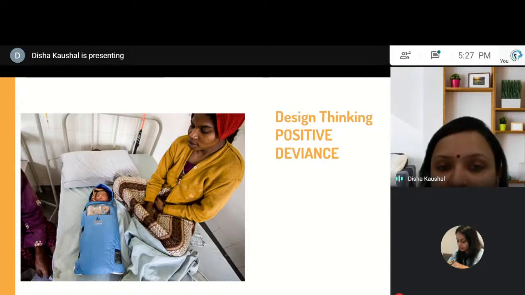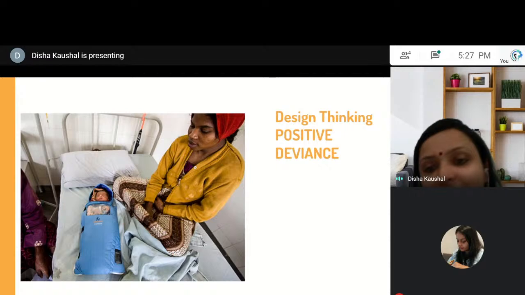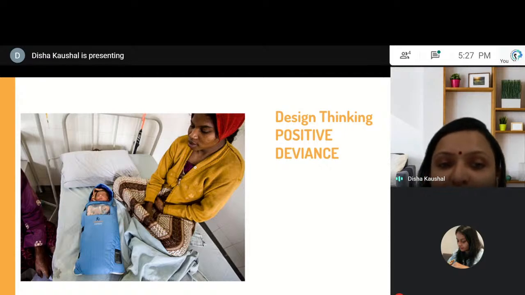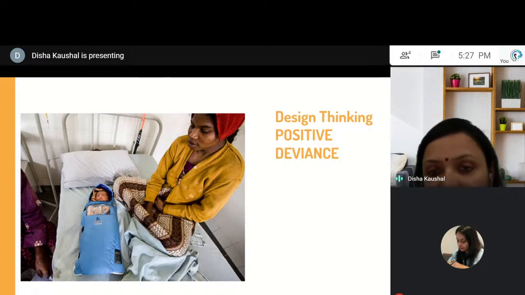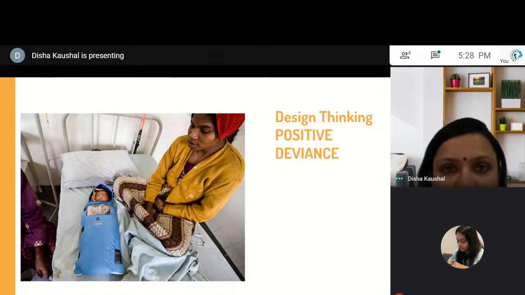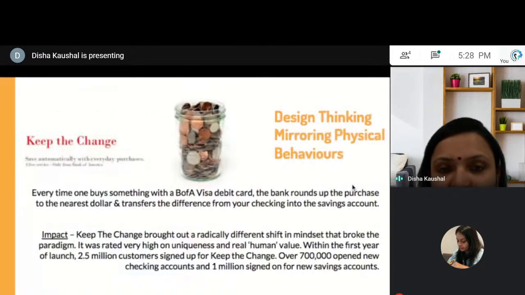So Bank of America hired a design research firm that observed a dozen families and interviewed people on the street. One of the most important insights was that people round up their checkbook entries and financial transactions as it was more convenient. And so was born their product, called Keep the Change. Every time one buys something with a Bank of America Visa debit card, the bank rounds up the purchase to the nearest dollar and transfers the difference from your checking account to your savings account, and you get interest on that.